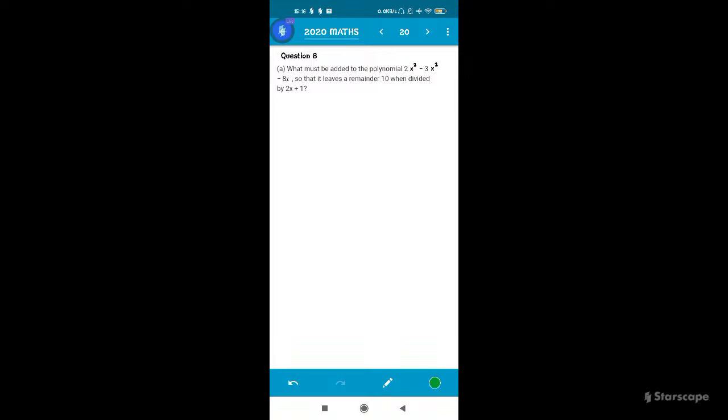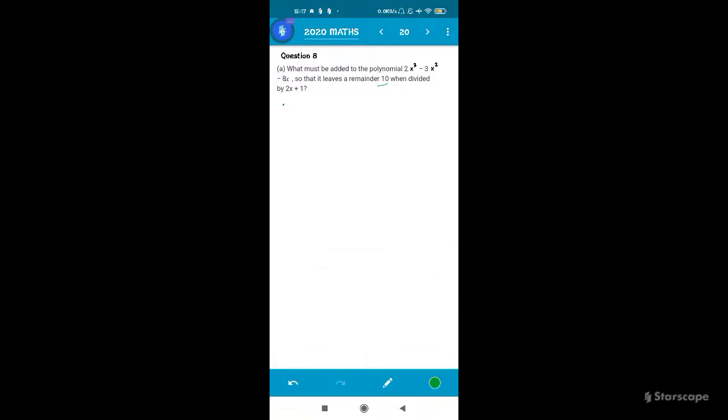What must be added to the polynomial 2x cubed minus 3x square minus 8x so that it leaves a remainder 10 when divided by 2x plus 1? So in this case we have been told that there is a remainder which is left after the polynomial is divided by 2x plus 1. So let's see how to solve this question.